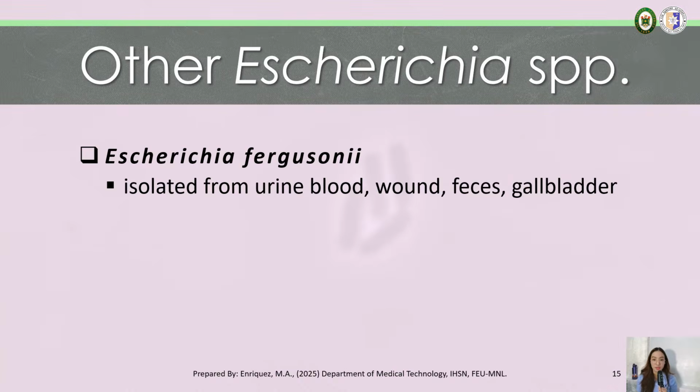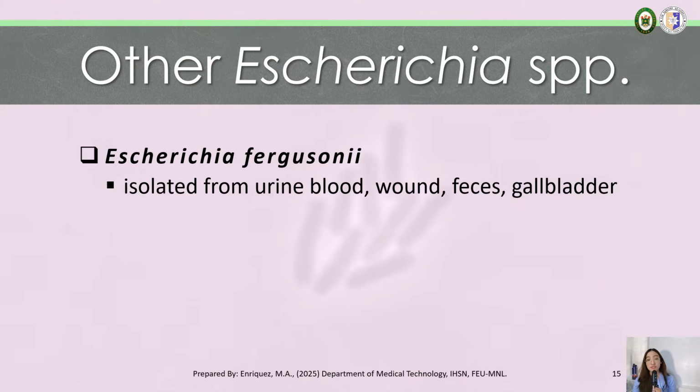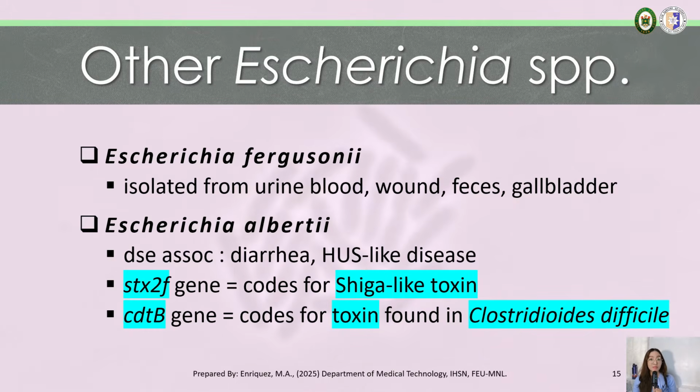coli. Let's now quickly go through some of the other Escherichia species, which are only occasionally capable of causing infections in humans. First is Escherichia fergusonii. Escherichia fergusonii has been isolated from urine samples, blood, wound infections, feces, and gallbladder. And next is Escherichia albertii.